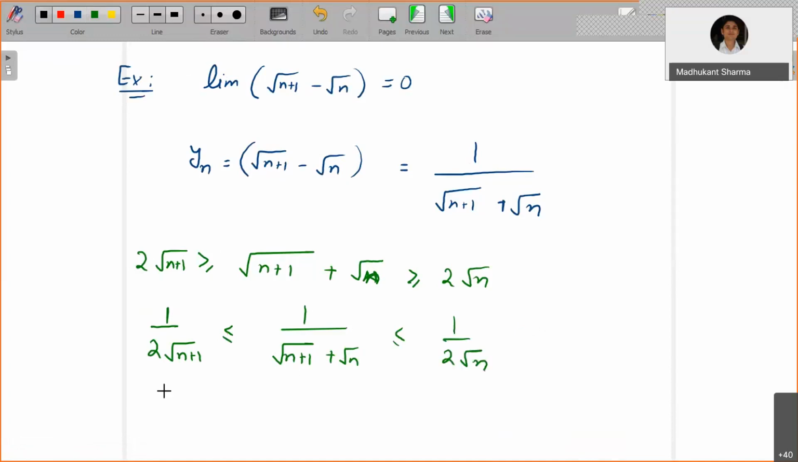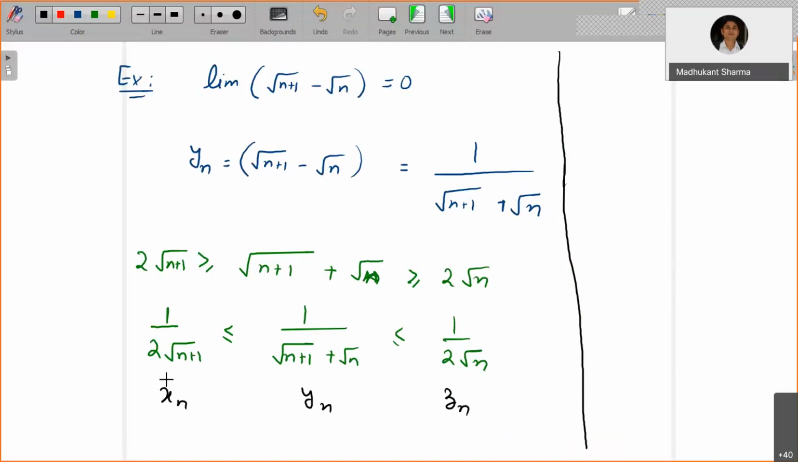Now you can call this sequence xn, this sequence yn, this sequence zn. This result is only useful when you are sure that the sequence xn on the left side and the sequence zn on the right side both converge to the same limit. If you are assured about it, then you can use that result. Otherwise, there is no point to consider such an inequality.